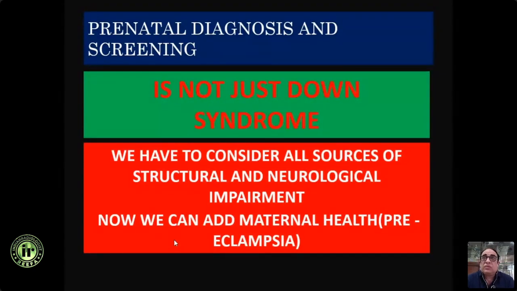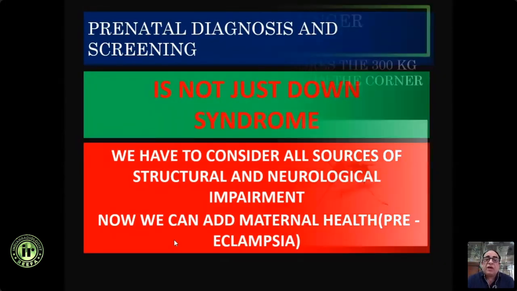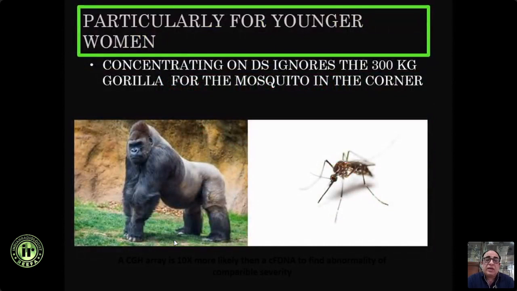When a woman comes to a genetic clinic or any of us, she doesn't know much about Down syndrome. She just wants to know that her baby is all right. And we therefore have to counsel her about everything is normal in the pregnancy. Now, Down syndrome is like this small mosquito here, whereas you have multiple abnormalities that can be existing if we don't look for them in this scenario.